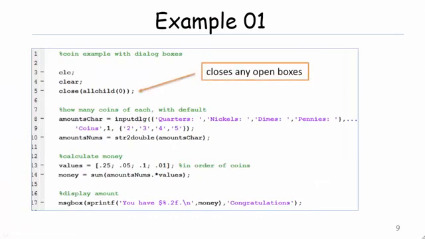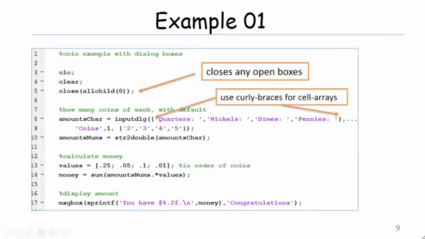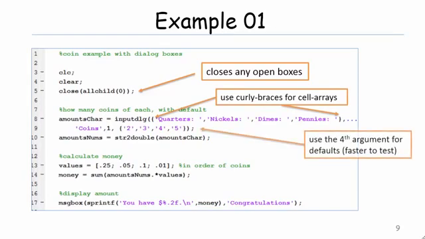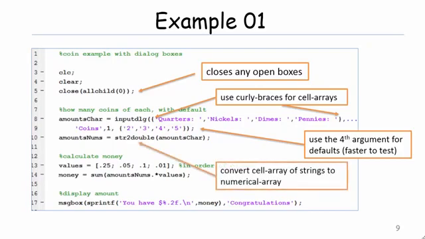So remember, close any open boxes first. Use curly braces for cell arrays. The fourth argument is one of the most friendly parts of this code, so we don't have to enter values. String to double converts from strings to double data types. And then we have the opposite. We create strings out of numerical values using sprintf.